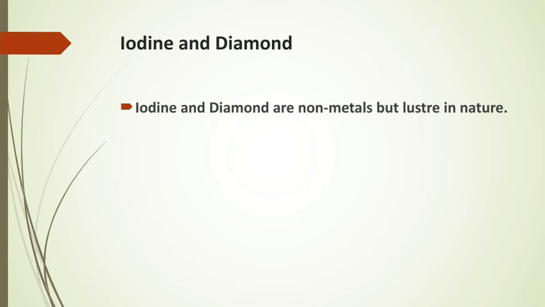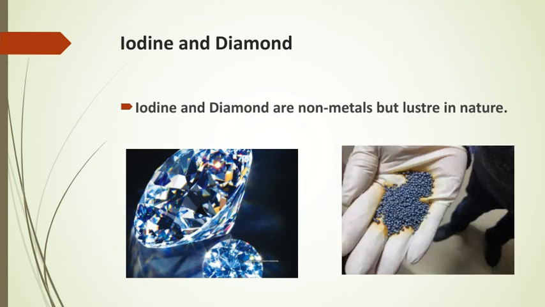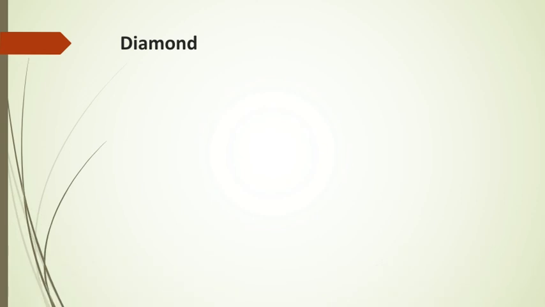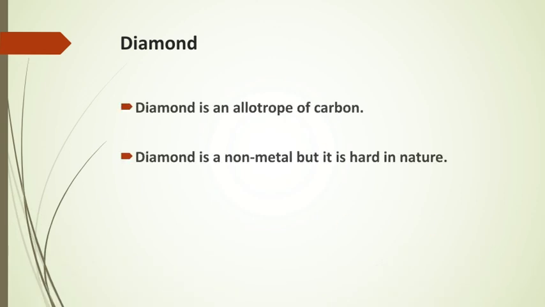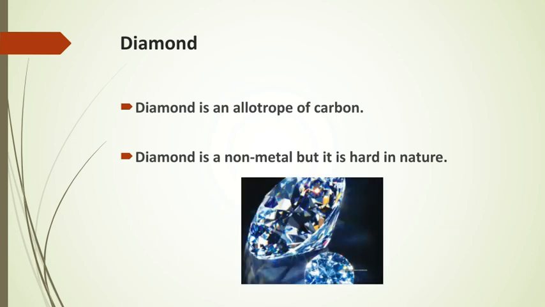Next, iodine and diamond are non-metals, but they are lustrous in nature, which means they are very shiny. In these two pictures, you can see how shiny they are. Next, about diamond. Diamond is an allotrope of carbon. Though diamond is a non-metal, it is very hard in nature. Because of that only, there is a saying that diamond can be cut by diamond.